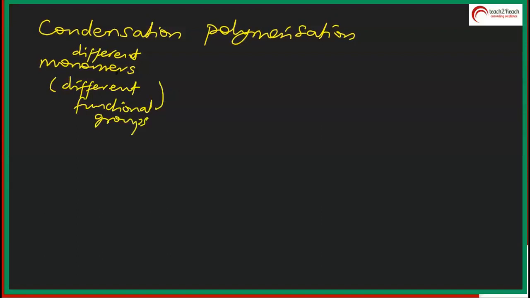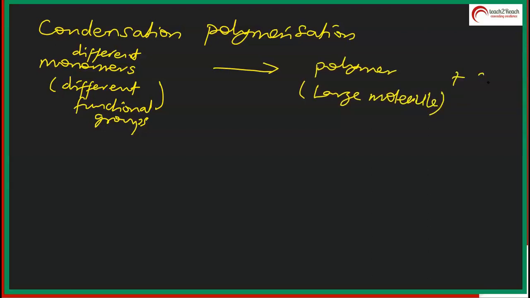So you have your monomers, different functional groups, coming together to form a polymer, which is the large molecule that results from the reaction, plus a very small molecule. And this molecule is usually, let's say, water, or HCl if you like, on some occasions.